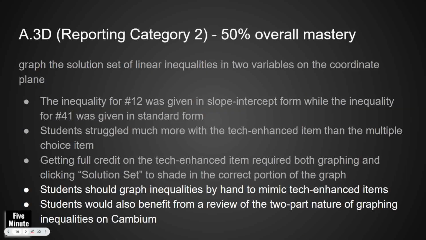64%, pretty good percentage we're able to get that. So the inequality for number 12 was given in slope-intercept form. The inequality for number 41, like I said, was standard form. So we need to be able to use both, and there are different strategies for finding points for plotting in either form. Obviously, we struggle much more with our tech-enhanced item than the multiple-choice item.